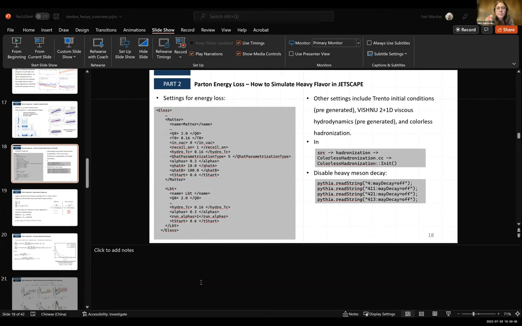Slide 18. Yes. For B mesons or B hadrons, it happens essentially the same. You just need to disable the decay for the B mesons that you want to study.